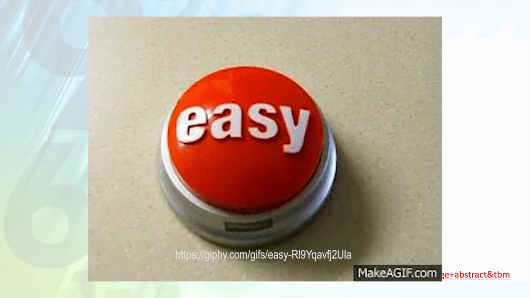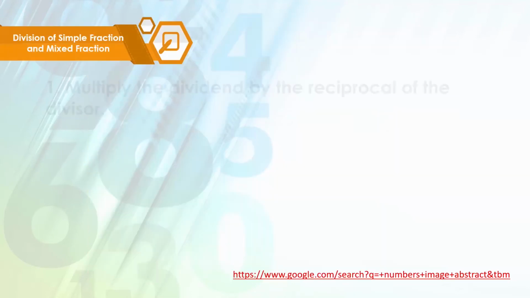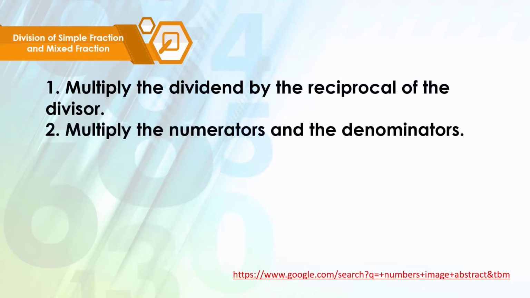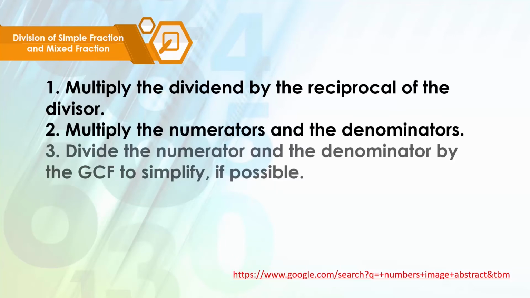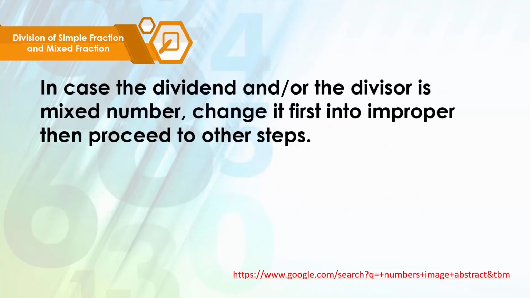It's so easy, right? Remember that in dividing fractions and mixed fractions, multiply the dividend by the reciprocal of the divisor. Then, multiply the numerators and the denominators. You then divide the numerator and the denominator by the GCF to simplify if possible. If the answer is an improper fraction, convert it into a mixed number. In case the dividend and or the divisor is a mixed number, change it first into an improper fraction, then proceed to the other steps.